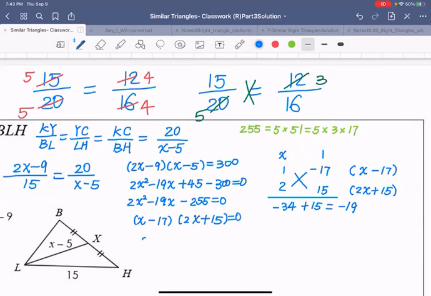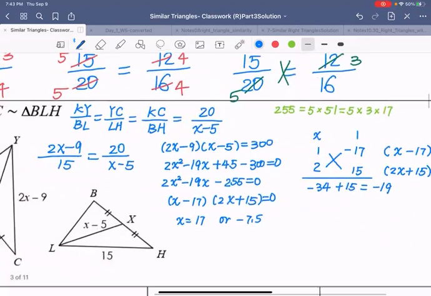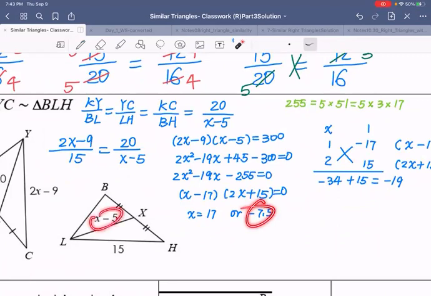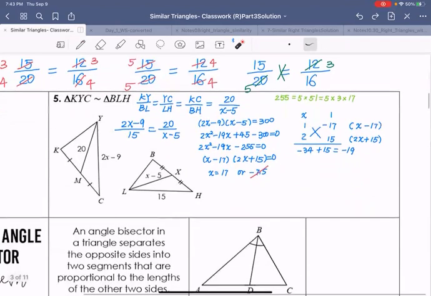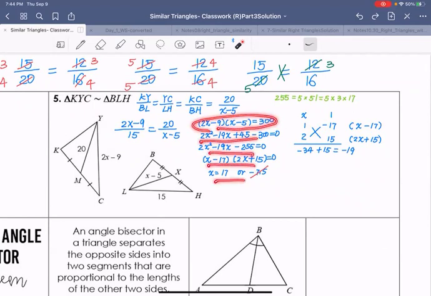x equals 17. Is it 17? If you want to choose negative 7.5, you notice that this makes this impossible negative. So you say, hey, thanks, but no thanks. Yeah, this guy has to go, okay? So x equals 17. Does this question make sense to everyone? Please ask me question, okay? If you have question on any places, please ask me.